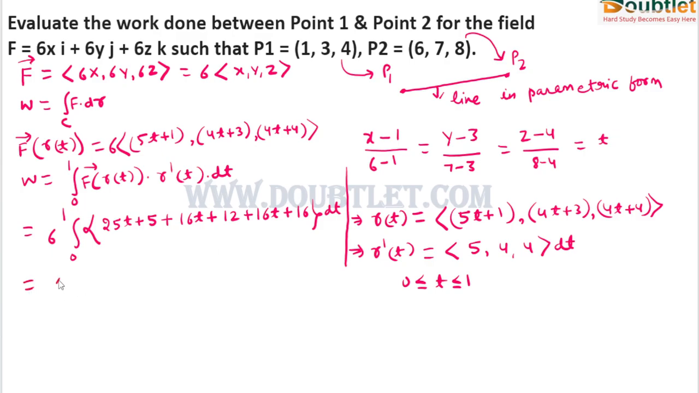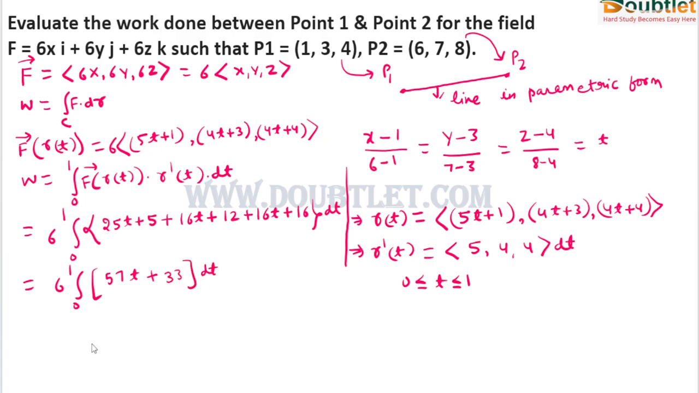Now we have to solve this. The integral from 0 to 1: 25t plus 16t plus 16t is 57t. Then we just add up the constant terms: 5 plus 12 is 17, 17 plus 16 is 33, and dt.